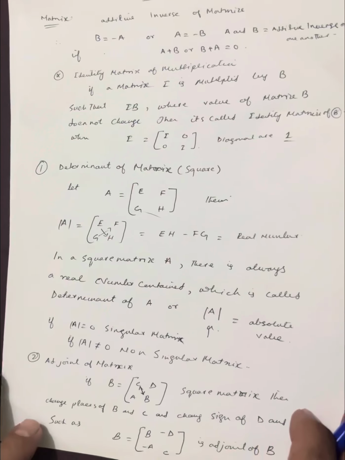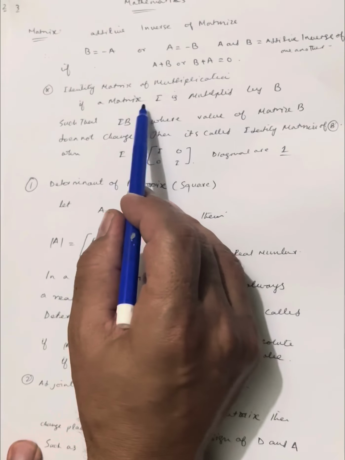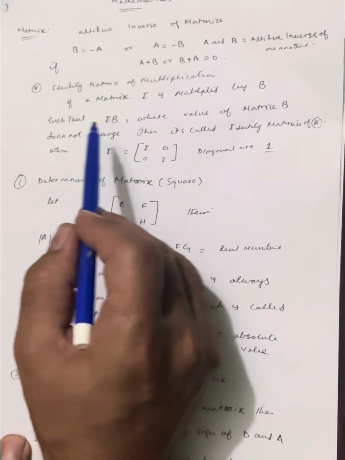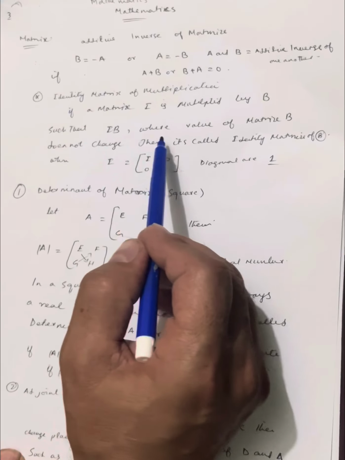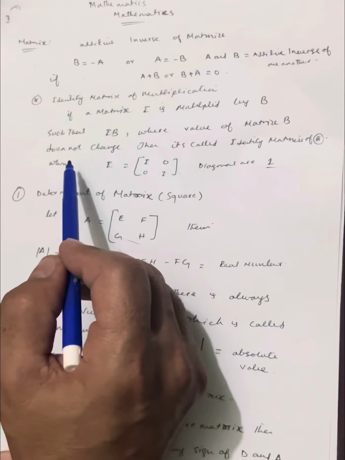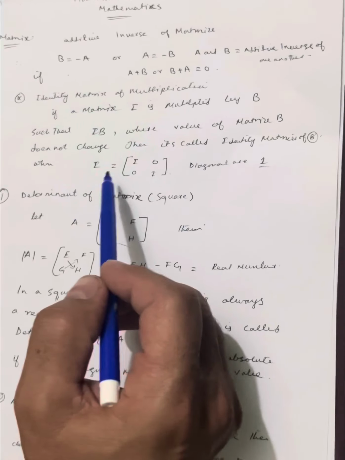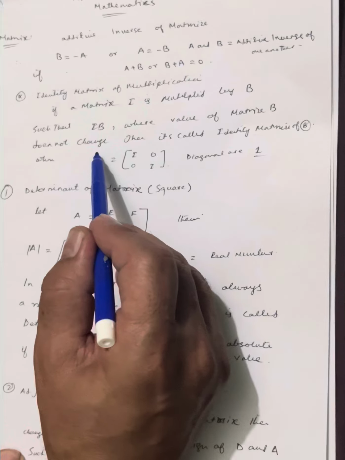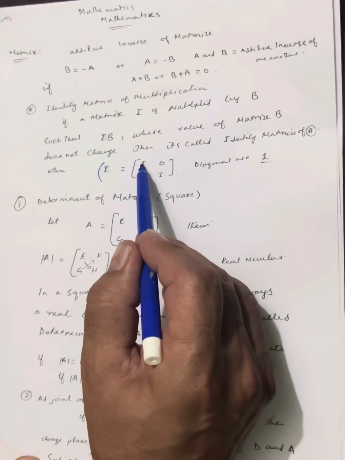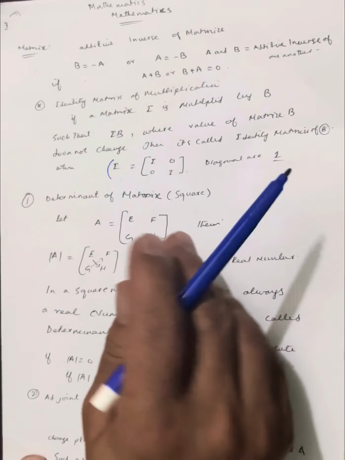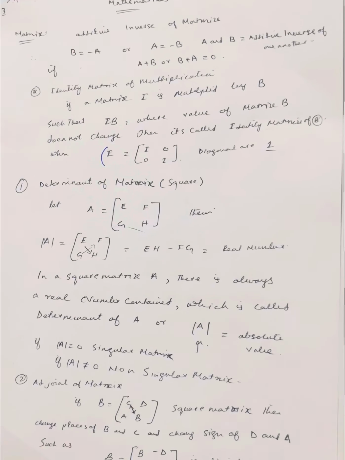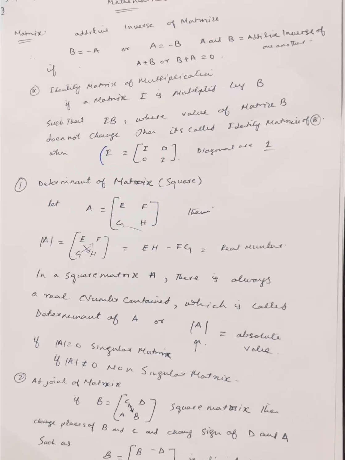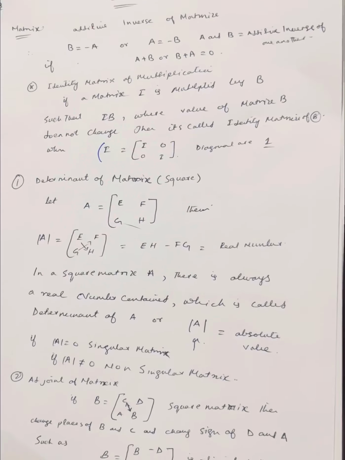Identity matrix of multiplication. If matrix I is multiplied by B, let's say IB, the value of B does not change, so it's called the identity matrix. The identity matrix is usually a diagonal. The diagonal is 1 1 and 0 0. So if you multiply this with another matrix, the matrix will remain unchanged. So that's called the identity matrix.